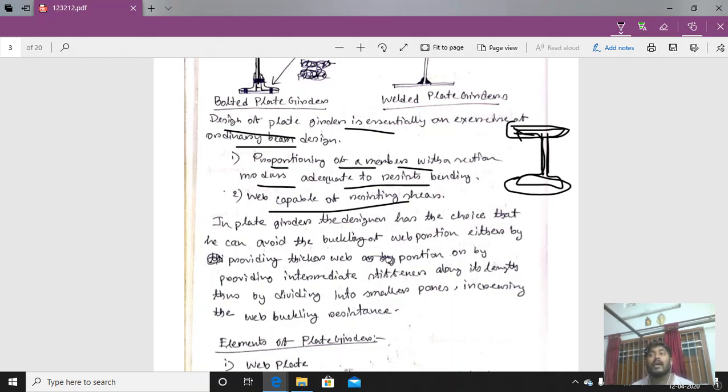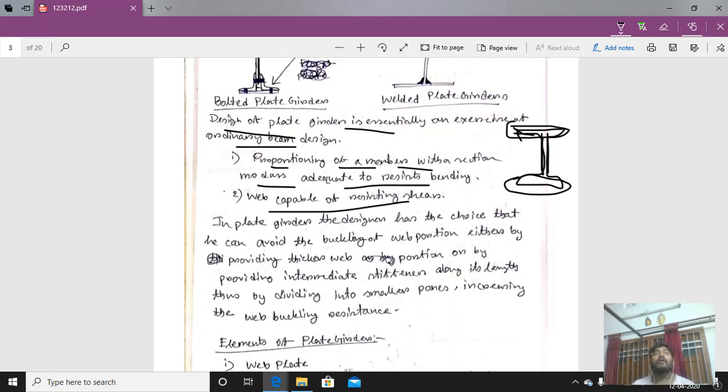Basically, there are two parts of the design we will be proceeding with. Number one is the design of the flange plate for moment capacity, and the second one is the design of the web plate to resist the shear, that is, the buckling proportion. Now, as I told you in the earlier section, in plate girder design the designer has the flexibility to design the web portion, because buckling of the web will be there.